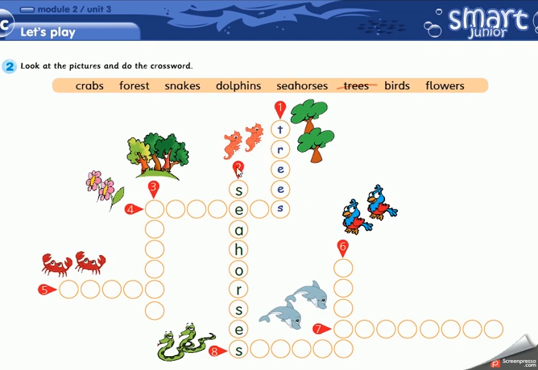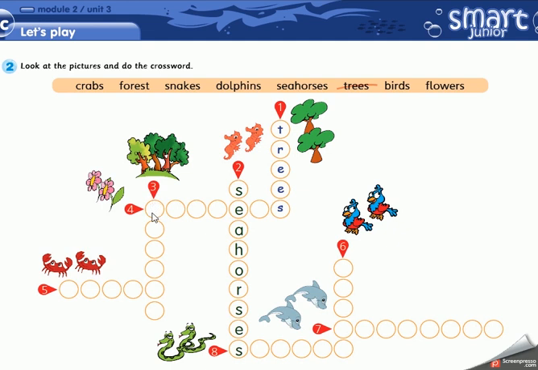Let's see picture number three. Here we have picture number three. So here we have the picture of what? Yes. Very good. It's a forest. This is a forest. Now let's search for the word and write it down. We have crabs and forest. Forest. So let's write it down.